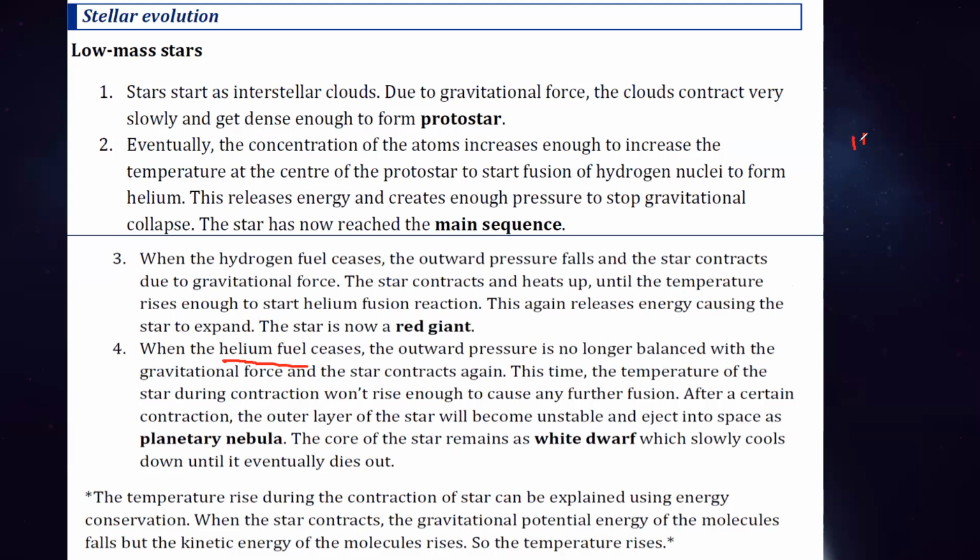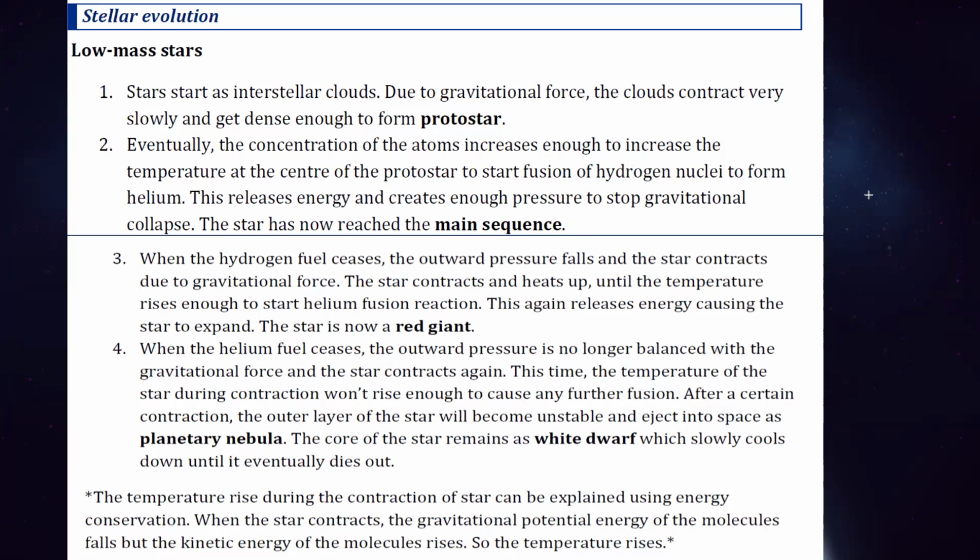First it started with hydrogen, so we need a relatively low temperature. Then it turned to helium, we need a relatively high temperature. Then it will be carbon, we need a very high temperature. So when the star is collapsing, this temperature is not sufficient to undergo further fusion. And as a result, what will happen? The temperature of the star in this contraction won't increase enough for further fusion. And after certain contraction, the outer layer of the star becomes unstable and is ejected into space as a planetary nebula.